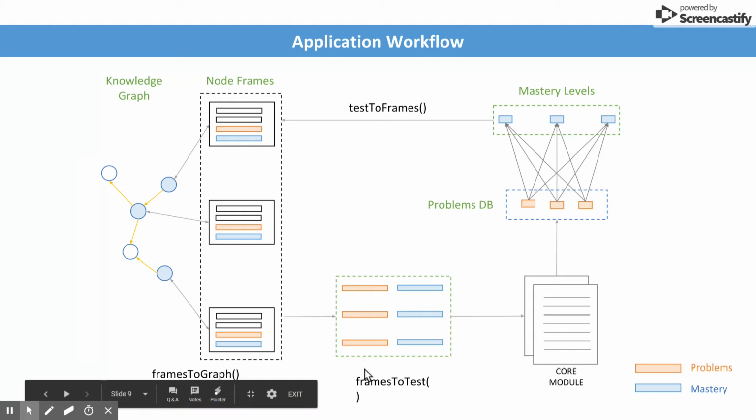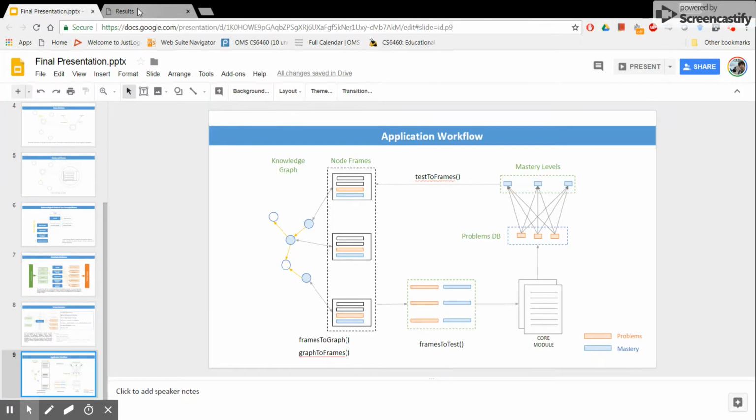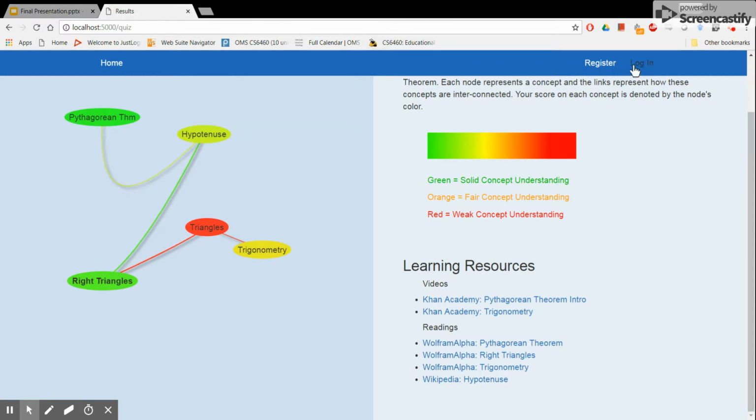We take the relevant information from the frames, such as the problems related to the concepts you're weak on and your level of mastery, and we build a customized test for you. We then take the results of the test, put it through some algorithms, and we then update the frames that the test initially came from, which in turn updates the knowledge graph to show you your current state of understanding. Now let's go and look at more of the functionality of the application.